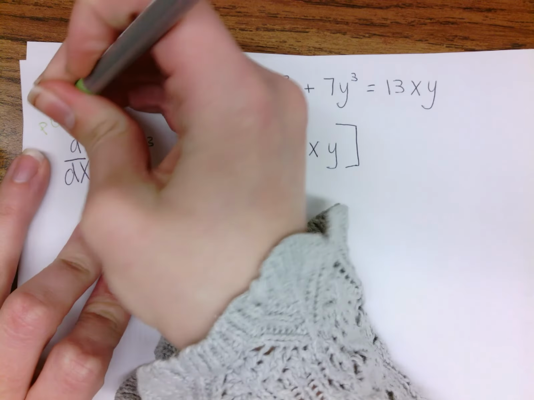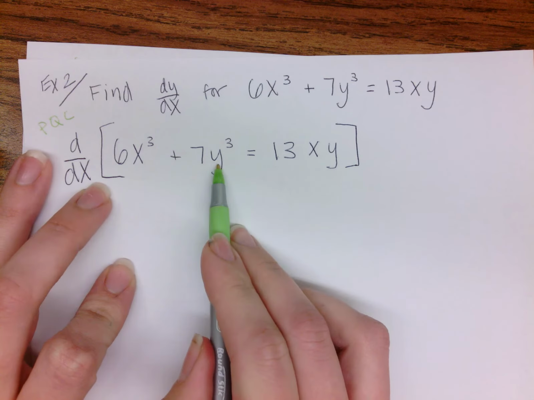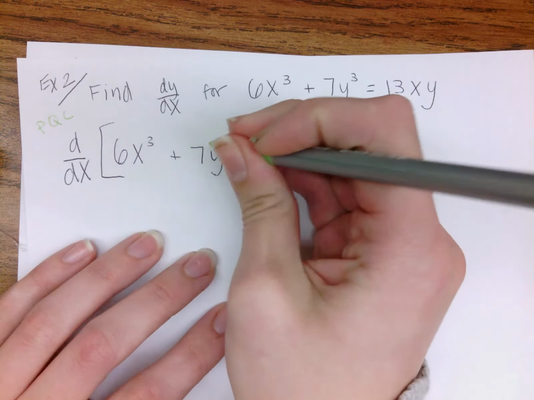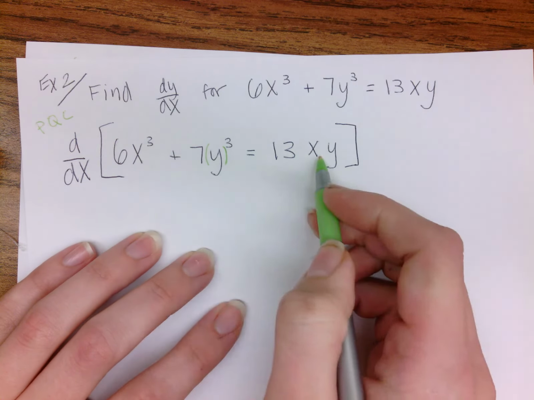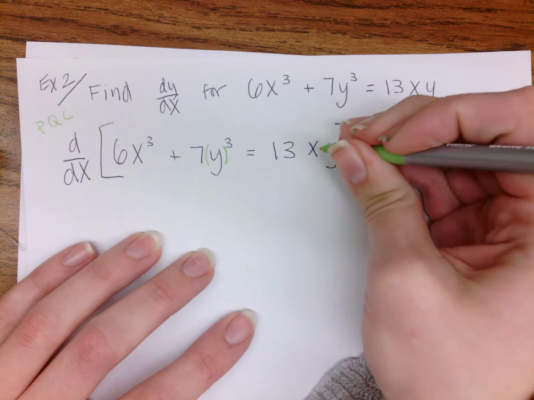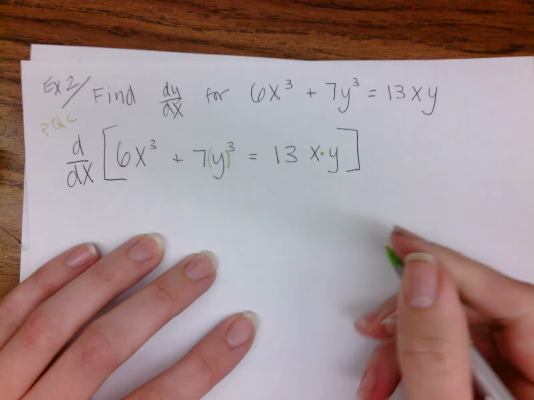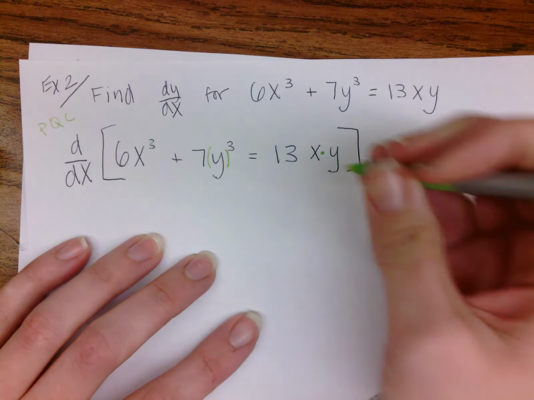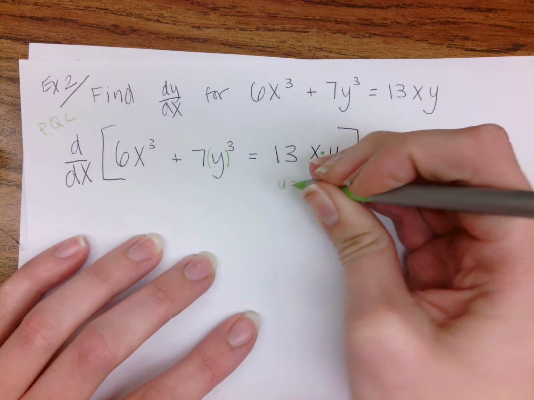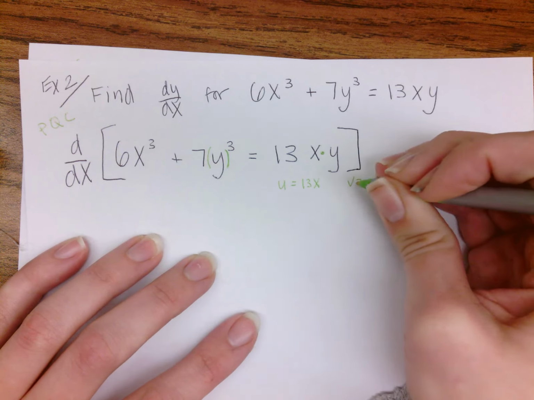P, Q, C. Looking around, okay, I have a y, so that's definitely a chain rule. I'm going to put parentheses to indicate a chain. But here, I actually have a product. This is 13x times y. So before I start differentiating each term, I'm going to deal with this product. I'm going to write my u's and v's. u is 13x, v is y.